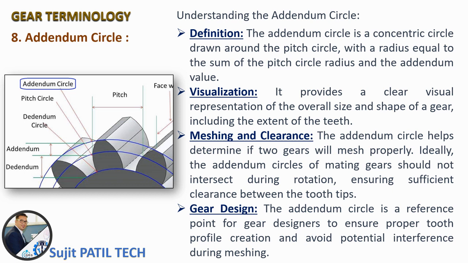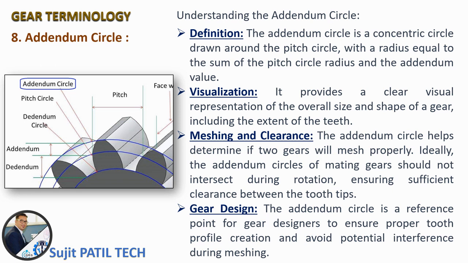Visualization: it provides a clear visual representation of the overall size and shape of a gear, including the extent of the teeth. Meshing and clearance. The addendum circle helps determine if two gears will mesh properly. Ideally, the addendum circles of mating gears should not intersect during rotation, ensuring sufficient clearance between the tooth tips.